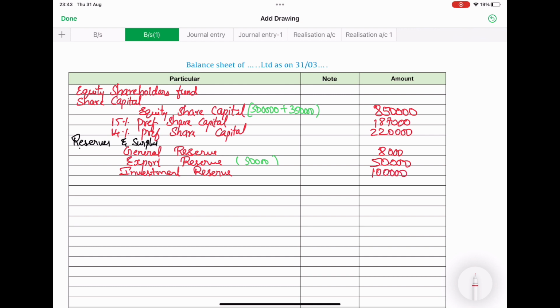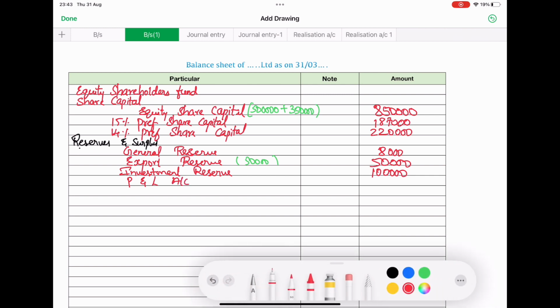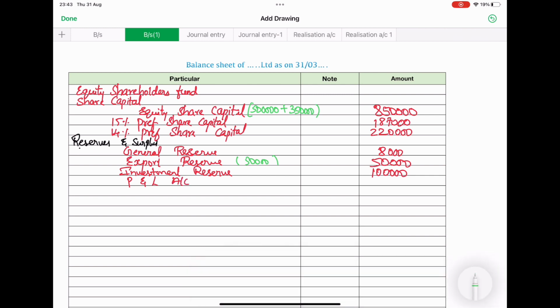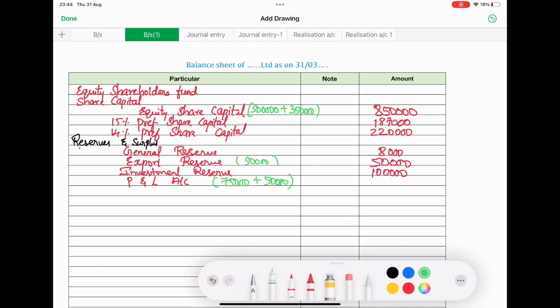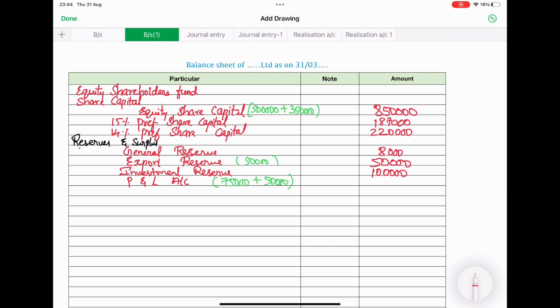So next we have the profit and loss account. Here we are going to add both the companies' profit and loss. So 75,000 plus 50,000 of S Limited. If you add both the values, it will be 1,25,000.